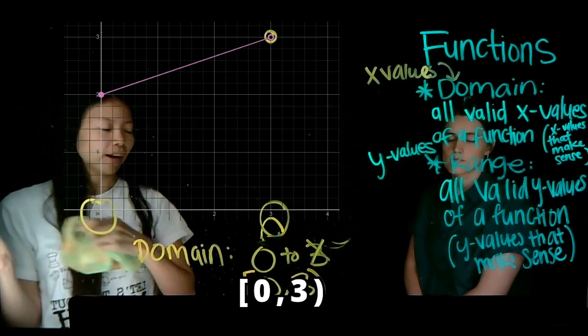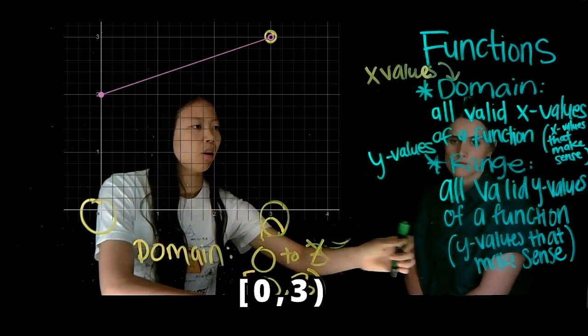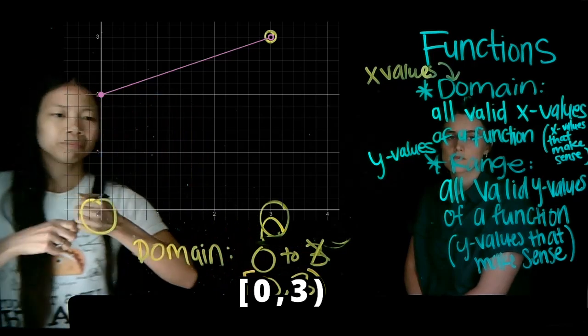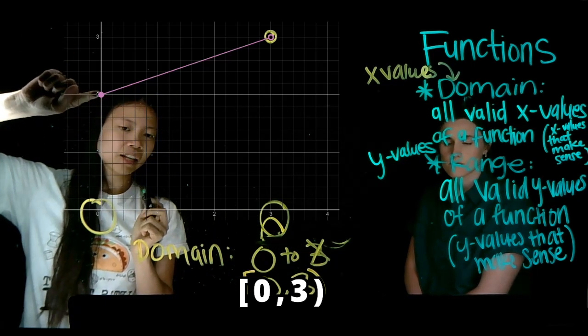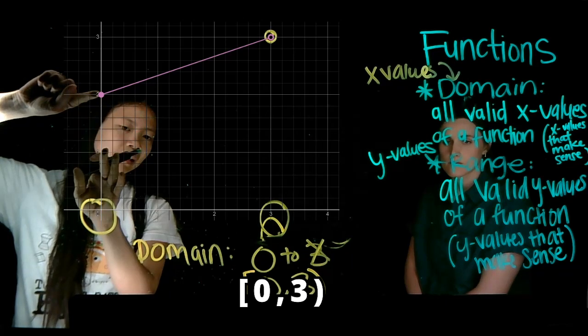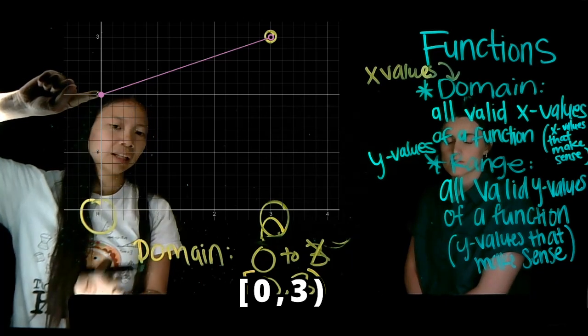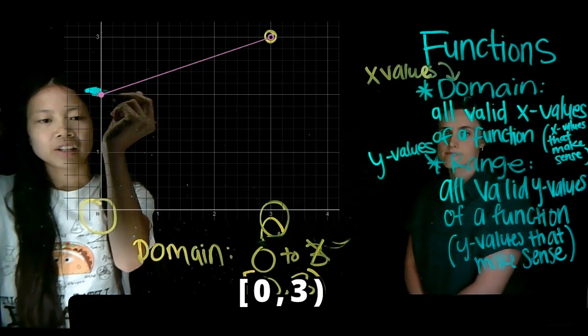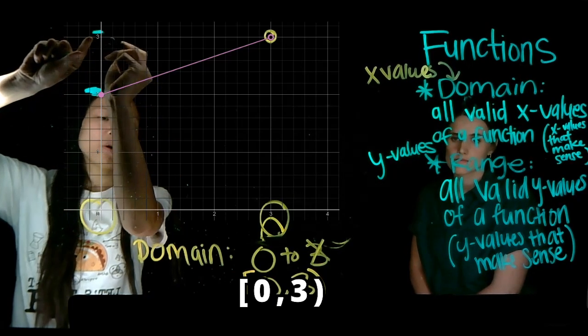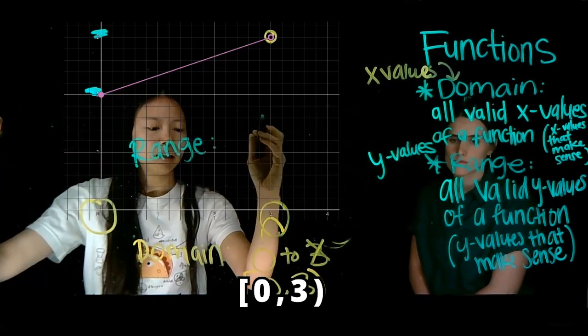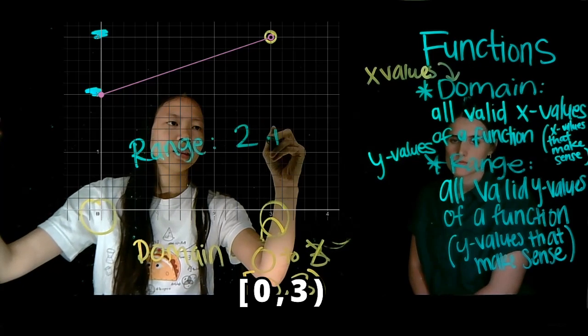Let's look at our range. Remember, our range are all our valid y values. So my y value is my up and down, so I'm going to be looking here. Okay, looks like I start at 2, right? There's no y values that are like 1 or 0 or negative, so I start here at 2. And I go all the way up until I hit 3. Okay, so this is kind of a smaller range. I'm going from 2 to 3.